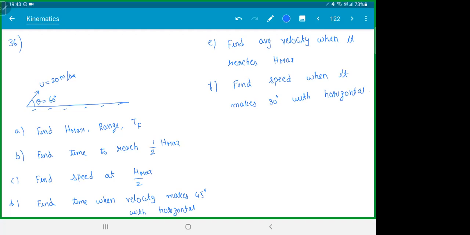D question: find the time when the velocity makes 45 degrees with the horizontal. That's easy. E is a good one. F is fine. Get them.